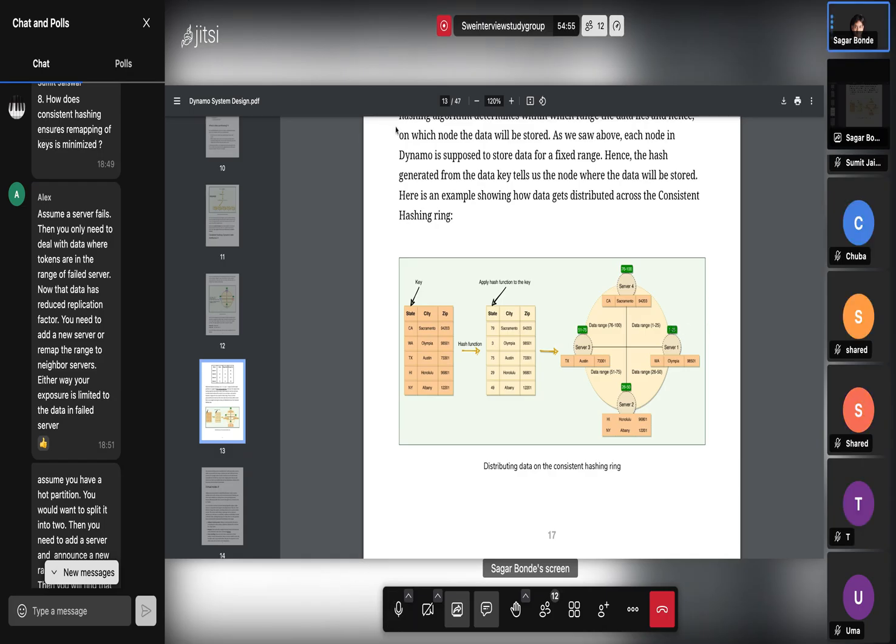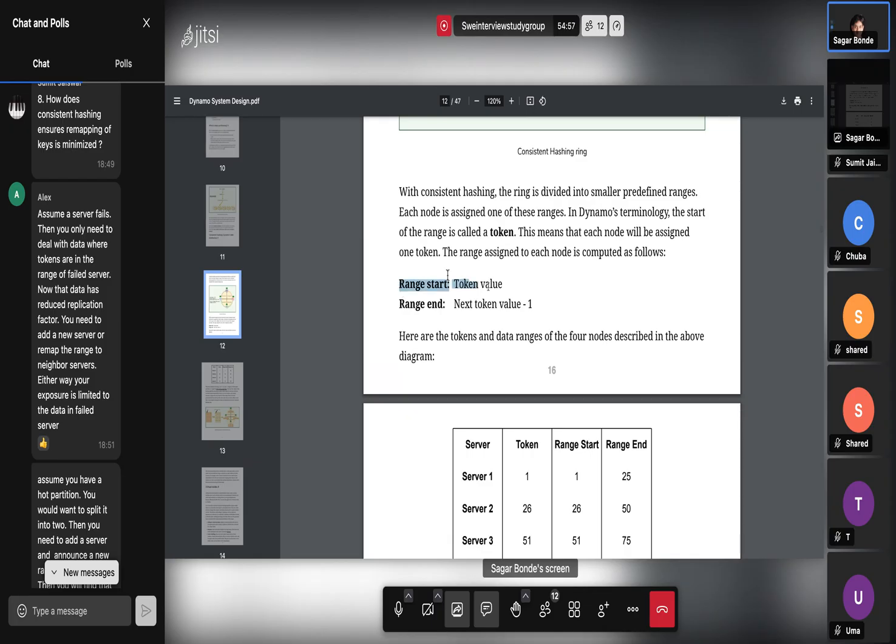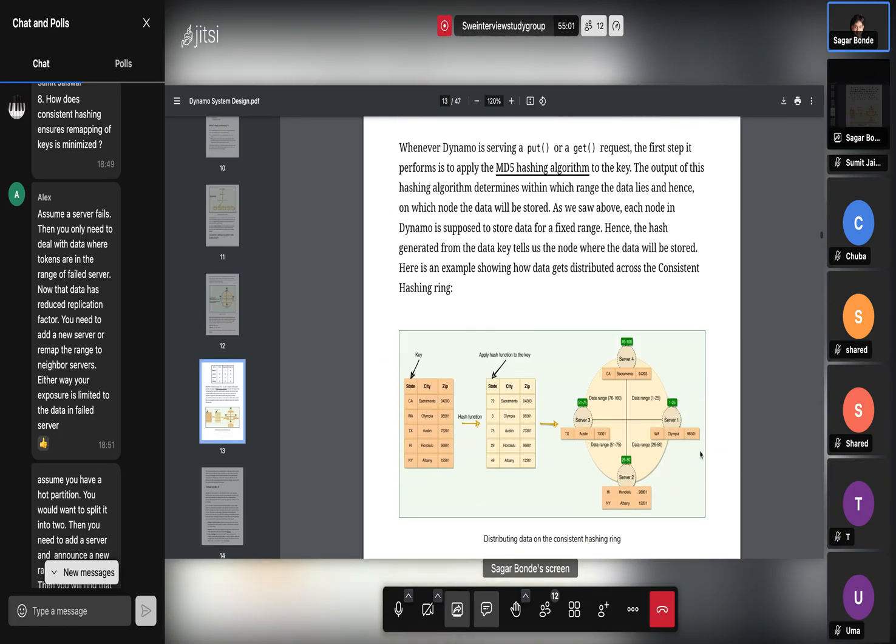It's a token range that we were talking about here, right? The range start and range end. So the token range is this. My question is, this range we will generate using consistent hashing only. How will this range be defined? How will we calculate this range?